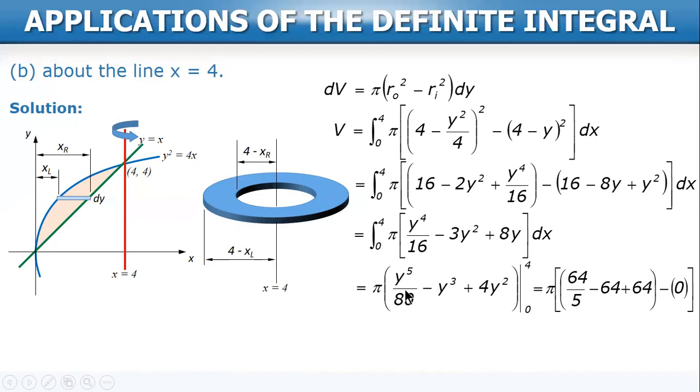4 raised to 5 over 80 is 64 over 5. 4 cubed is 64, 4 times 4 squared is 64 also. So the 64 cancels. The lower limit gives 0. The answer is 64 over 5 pi.